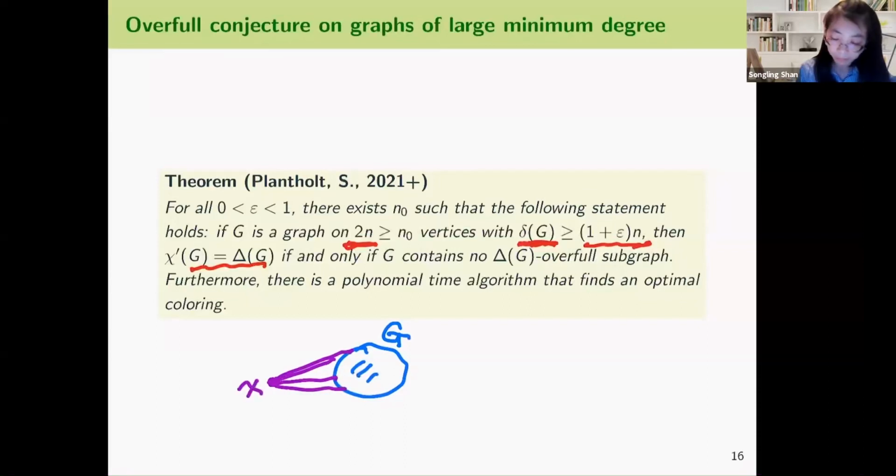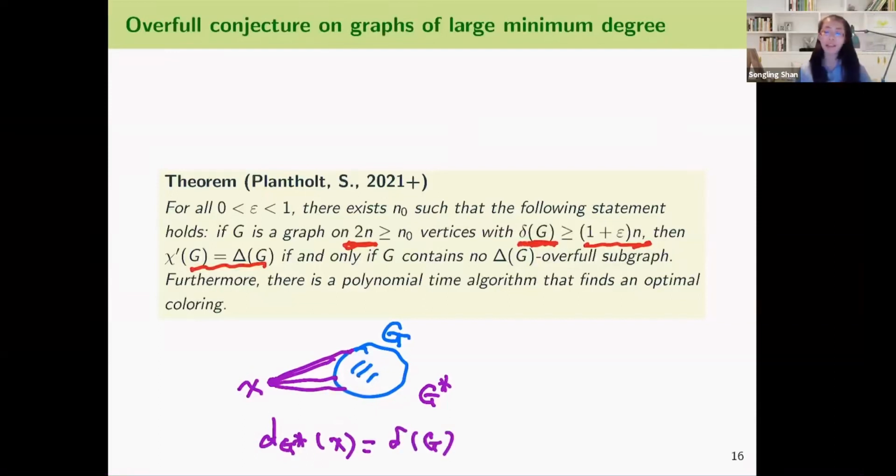So basically what we do is we add a vertex to the graph to make a new graph called G star, such that the degree of X in G star is the minimum degree of G. By this restriction, if we assume the graph G has no overfull subgraph, then the new graph G star also has no overfull subgraph. Then as for this quasirandom graph, the difference between the maximum degree and minimum degree is small. So basically we can take off some linear forests from the graph to reduce to a regular graph.